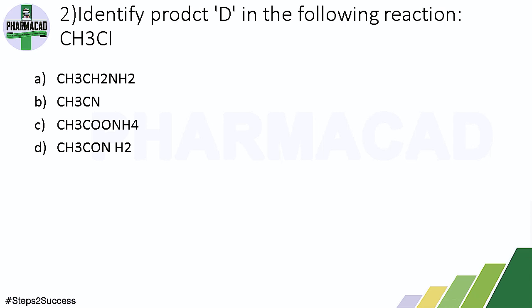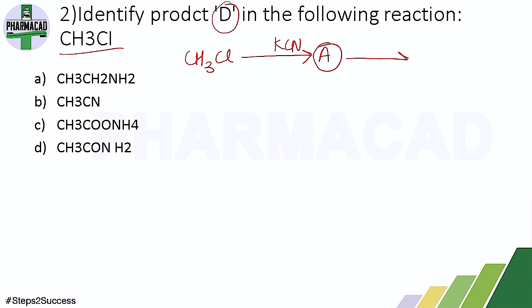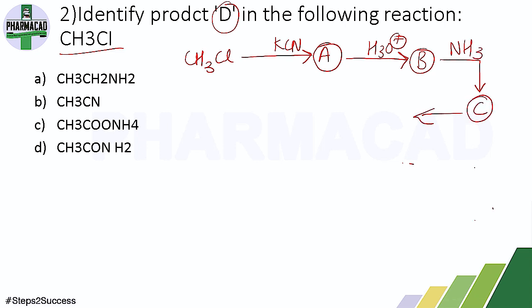Next question. Identify product D in the following reaction, CH3Cl. Okay, I'll show the reaction. First, CH3Cl is treated with KCN. We are getting A. When this A is treated with H3O+, we are getting B. When it is treated with NH3, we are getting C. And when it is heated, we are getting D. They are asking for D.